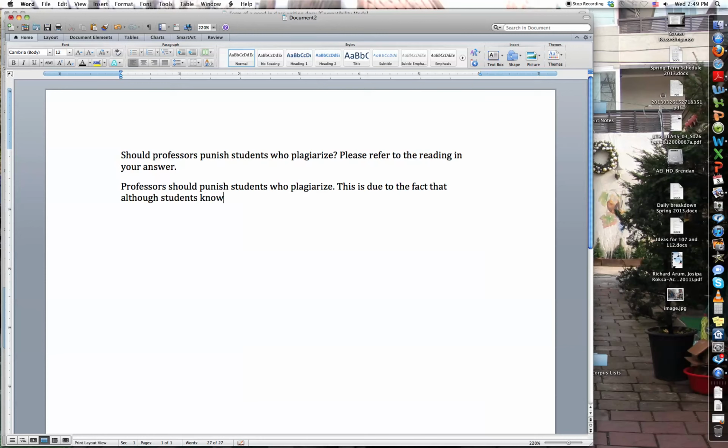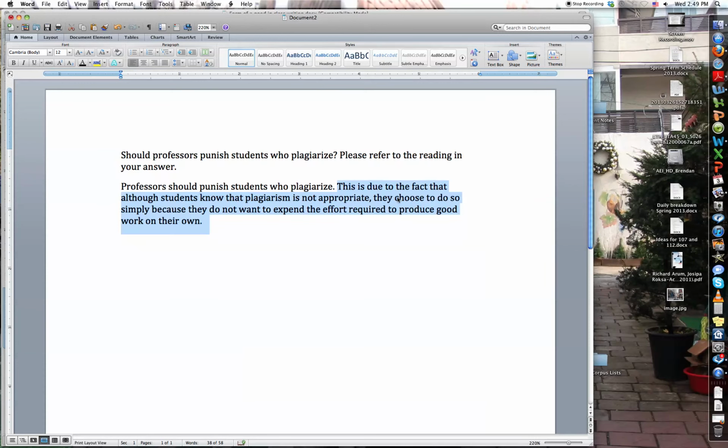although students know that plagiarism is not appropriate, they choose to do so simply because they do not want to expend the effort required to produce good work on their own. There we go. And in this case, 1 sentence, and it's explaining my reason for making this particular statement right here. Okay? Oh, we come back to that thing again.